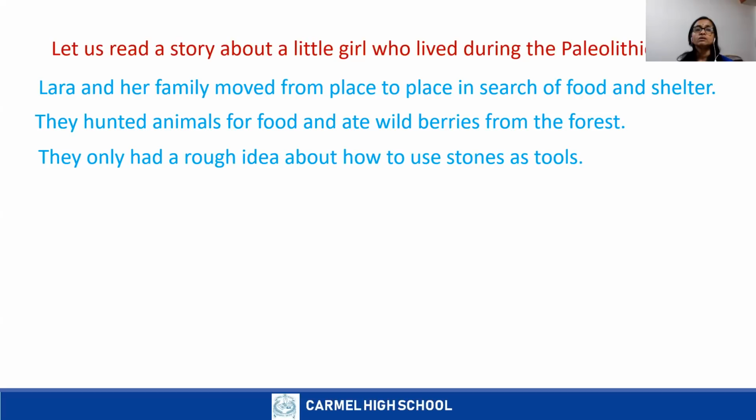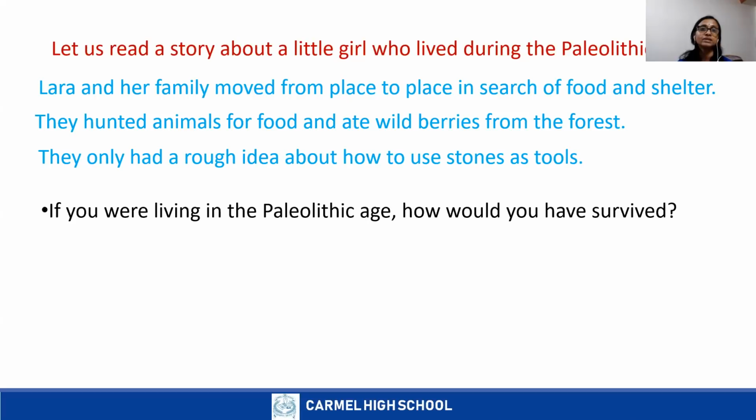This passage is given to show how Lara lived during the Paleolithic age. So children, imagine that you were in the Paleolithic age. If you were living in the Paleolithic age, how would you have survived? What would you eat? And how would you have used the stones?